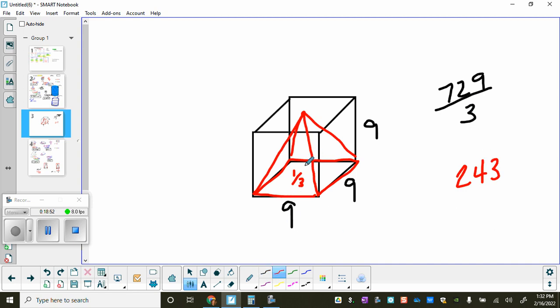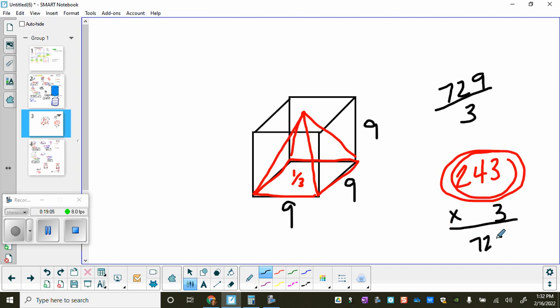Or I could say, this red thing in here has a volume of 243. What's the volume of the cube that it fits in? And then you would just say, oh yeah, I'll just multiply by 3 and get the 729 for the whole cube. So again, the third, I just wanted to review that for the cone and the pyramid.